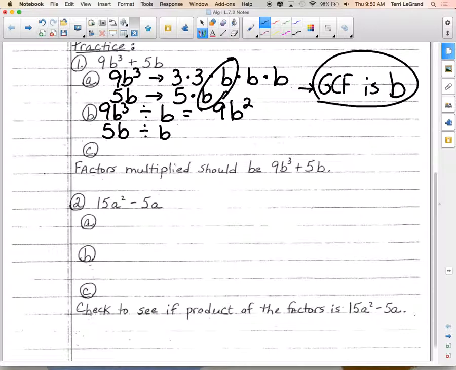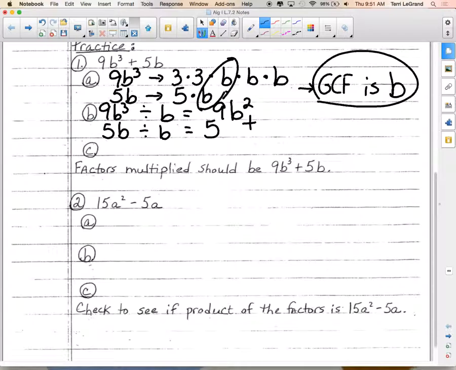What will we get? 5. And because there was addition between our two terms, there would be addition between these two terms. So because we had a binomial, 9b to the third plus 5b, after our resulting terms, after we divide out the GCF, has addition in it.